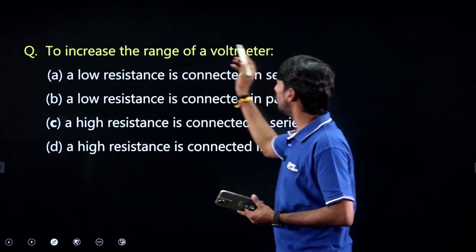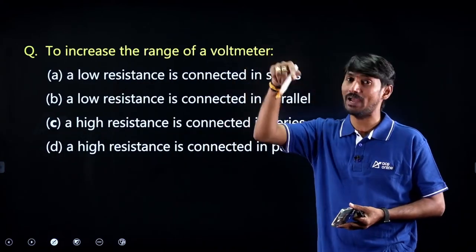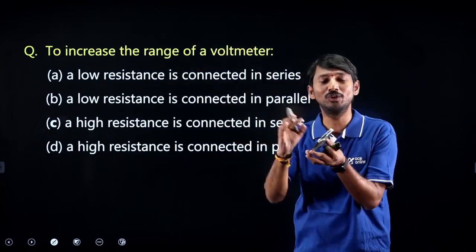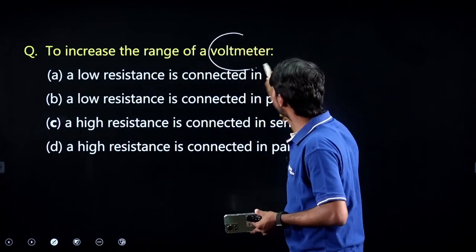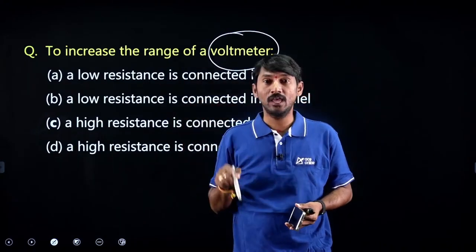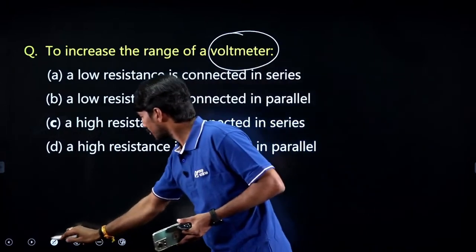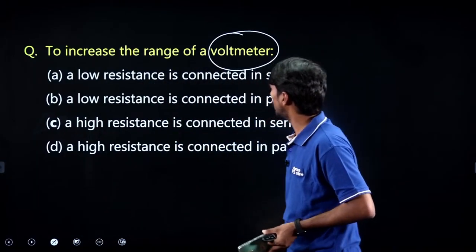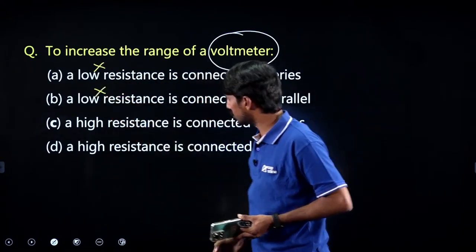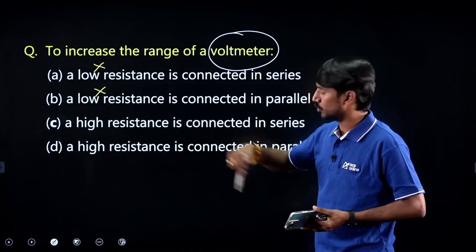To increase the range of voltmeter. See how I frame the question. Earlier, to increase the range of ammeter, it was numerical. Now I'm taking to increase the range of voltmeter, conceptual, so that both will be covered. In order to increase the range of voltmeter, what are you supposed to connect? Resistance in series, but high or low? High resistance in series. So low resistance is wrong, high resistance is correct. Now tell me, among these two, which is correct?